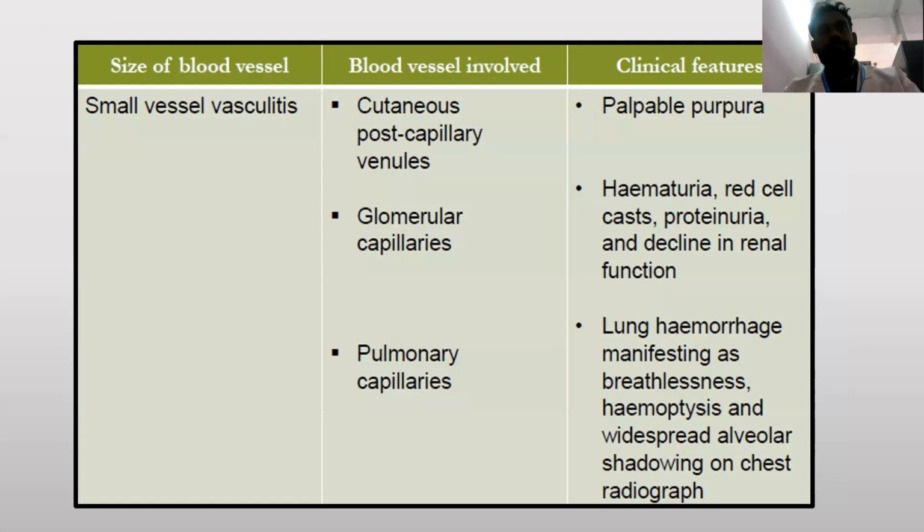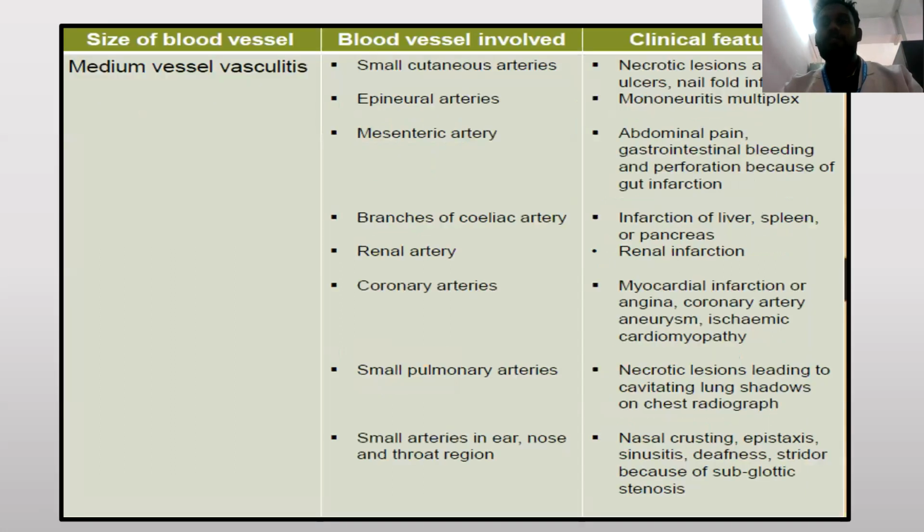In small vessel vasculitis, the blood vessels involved are cutaneous post capillary venules. It will manifest as palpable purpura. If the glomerular capillaries are affected, it will manifest as hematuria, red cell casts, proteinuria, and decline in renal function. If it is pulmonary capillaries which are affected, it can cause lung hemorrhage, which manifests as breathlessness, hemoptysis, and widespread alveolar shadowing on chest X-ray.